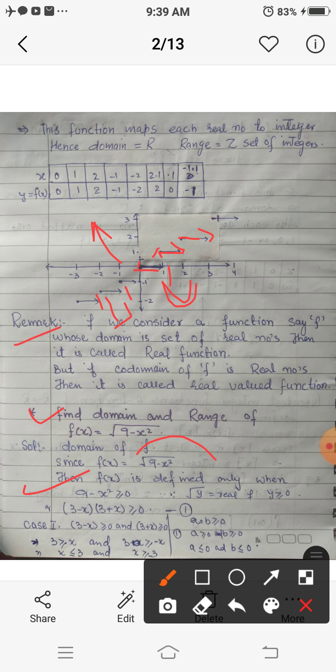9 minus x square is 3 square minus x square, that is (3 minus x) into (3 plus x), which is greater or equals to 0. So here we have two numbers. One is 3 minus x, second one is 3 plus x. Now the product of two numbers is positive.